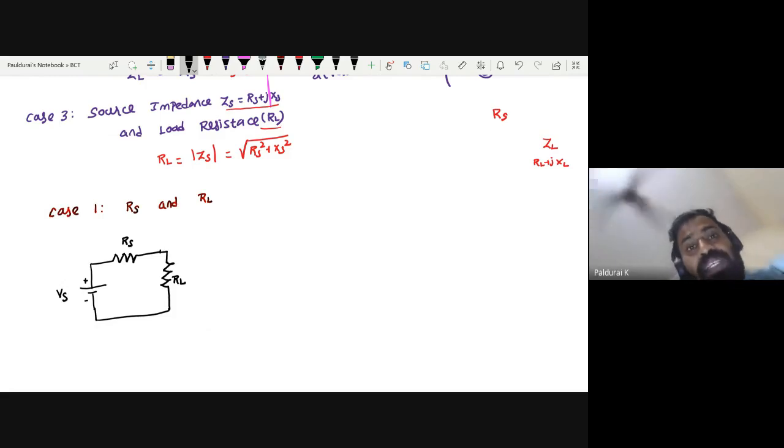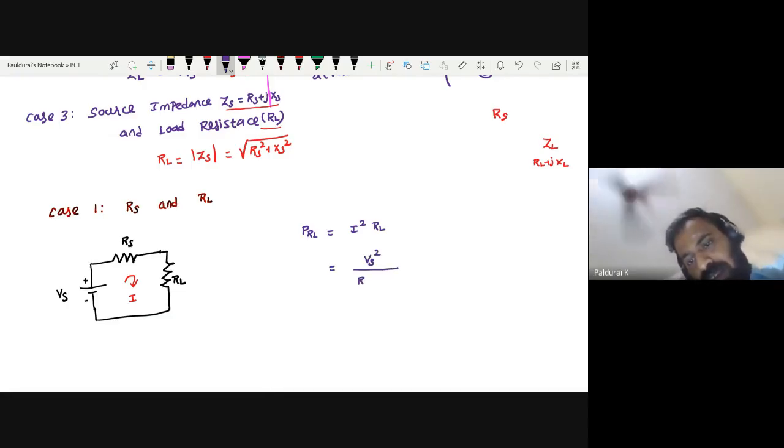Since I'm going to play with the power, what is the power dissipated by RL? What is the power formula? Take the current as some I. I want to use the I squared RL formula. What is the formula for I? I equals Vs divided by Rs plus RL, and this whole thing squared times RL. So the power is Vs squared divided by (Rs plus RL) the whole squared, times RL.